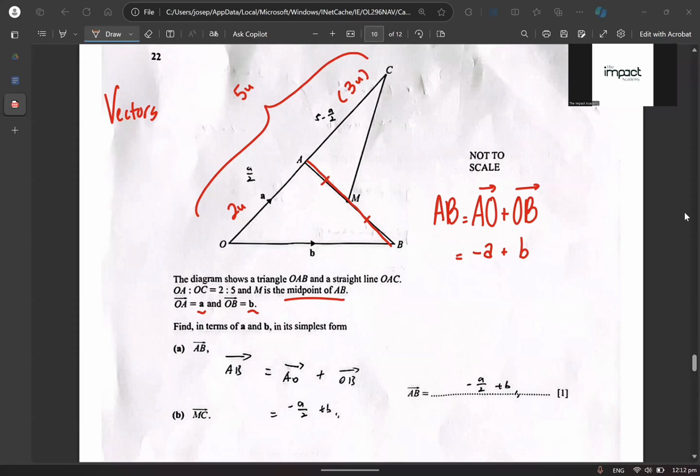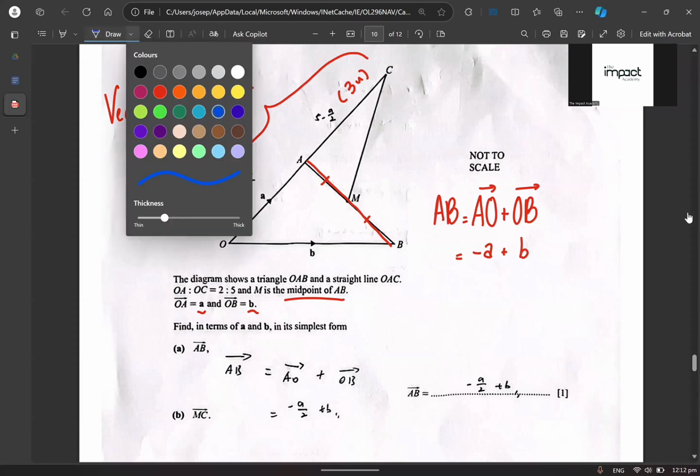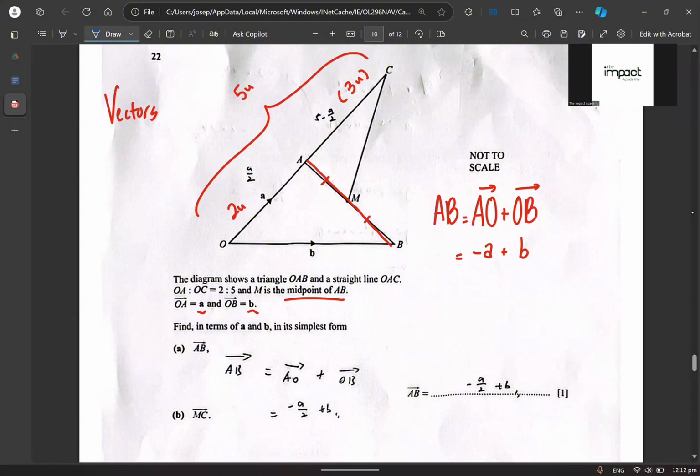MC, where's MC? MC is this part over here, right? Can you see MC? Very good. So what we want to do, to find MC, I can literally just use this triangle. Which triangle am I going to use? ACM. Very good.